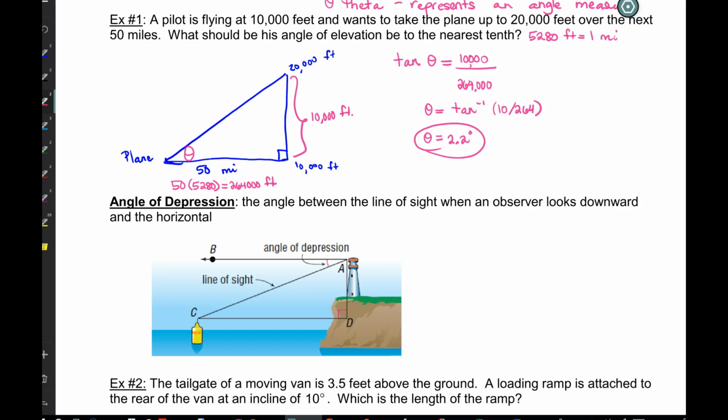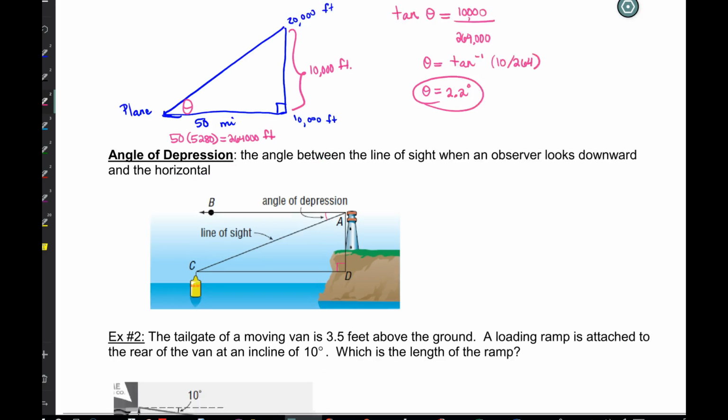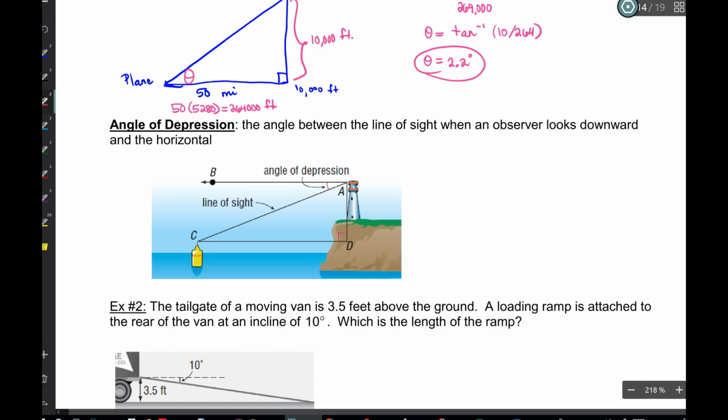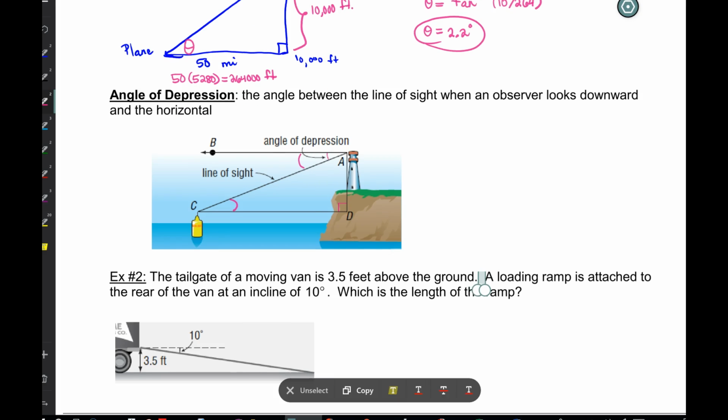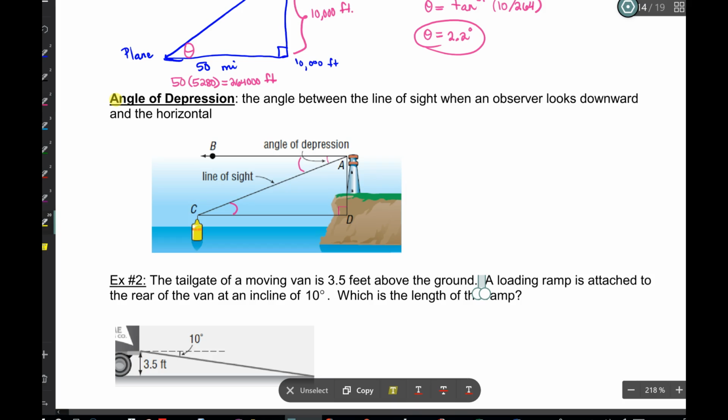Angle of depression is the same idea, but instead of looking up, we're looking down. That's all. And actually, the angle of depression and angle of elevation happen to be congruent angles. Why? Well, they're a special type of angle, alternate interior, because technically these two lines would be parallel to each other. So just keep that in mind. So angle of depression is the other one, and that's when you look downward.